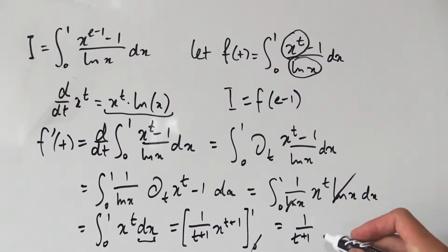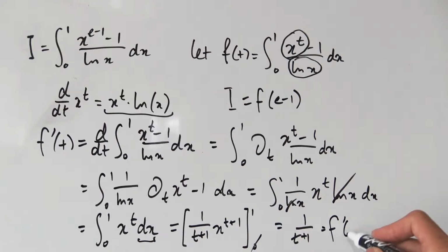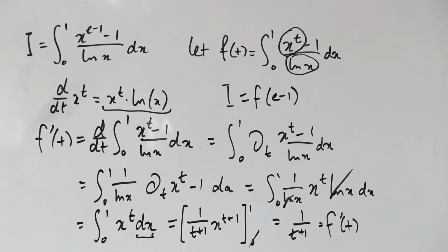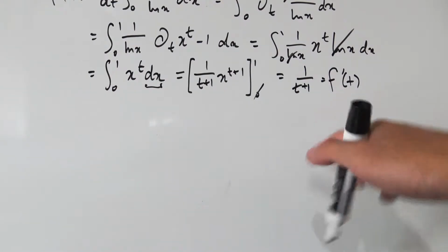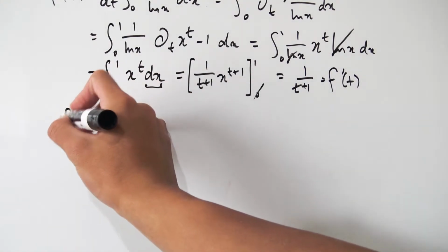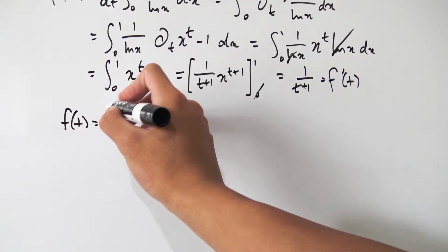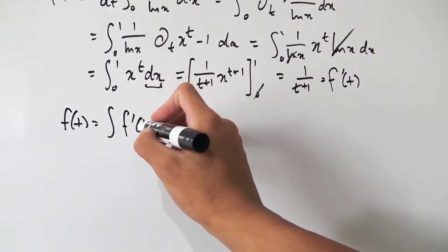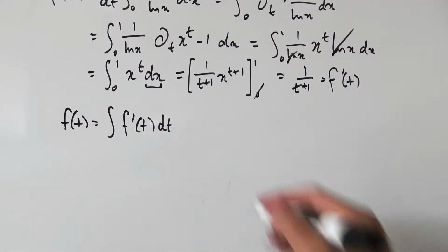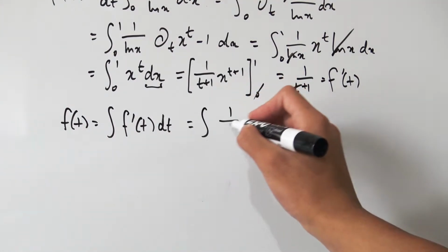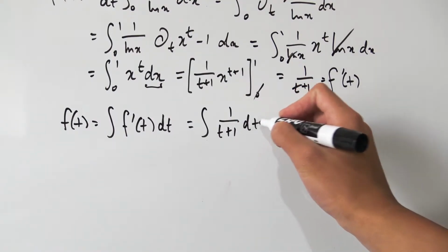And remember, this thing here is only the derivative of f in terms of t. But what we want to find is f of t. So how do we get from a derivative to the function itself? Well, all we have to do is anti-differentiate it again. Alright, so continuing on here, we want to find f in terms of t. So f in terms of t is the same as the integral of our f prime of t integrated with respect to t. Alright, but this is just the integral of 1 over t plus 1 dt.